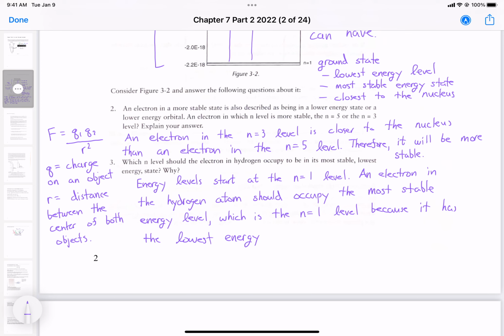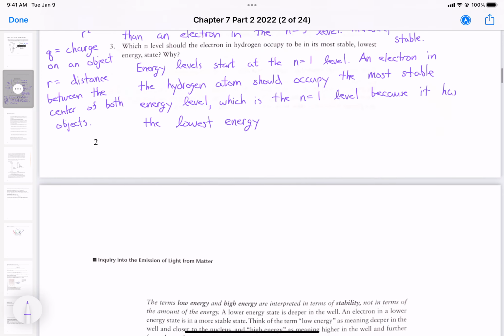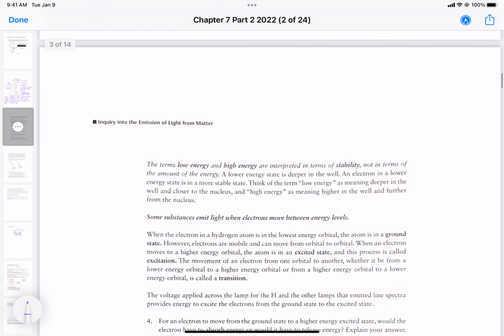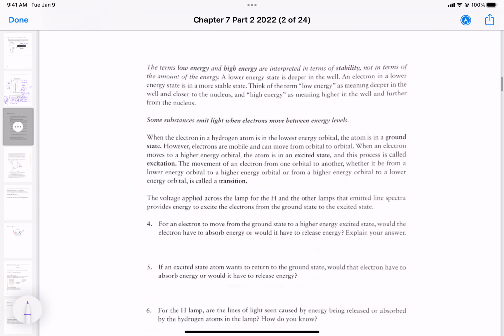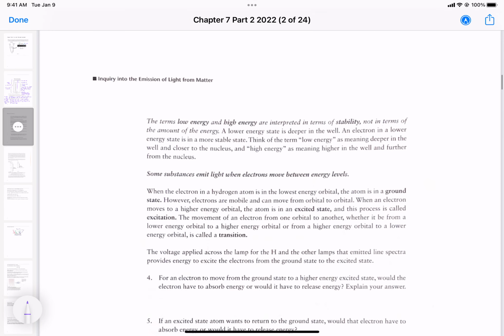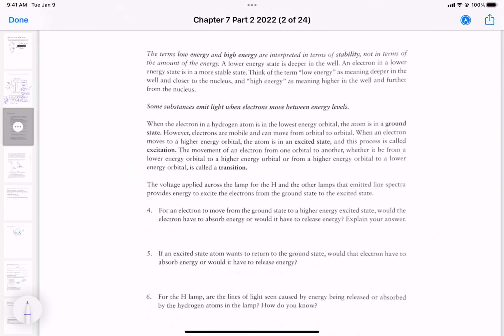Okay, so let's stop here, and we'll talk about the terms low energy and high energy as part of our next exercise.